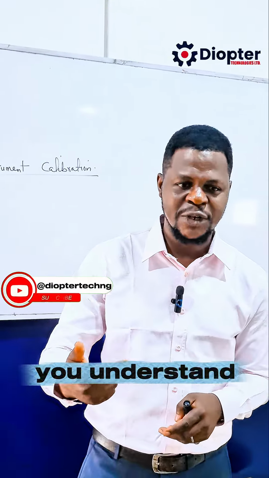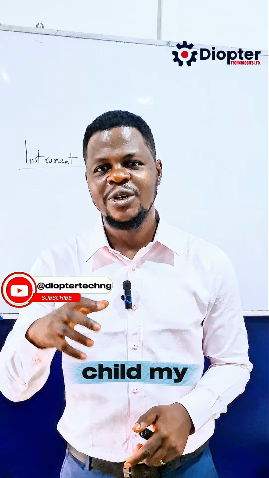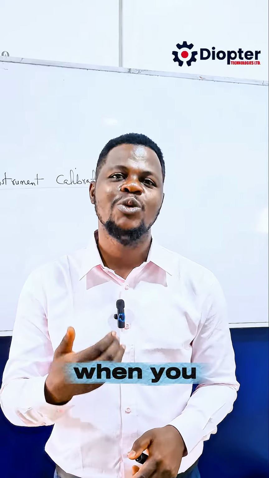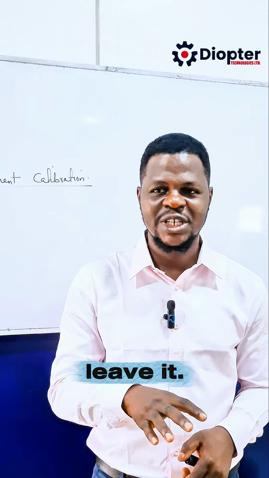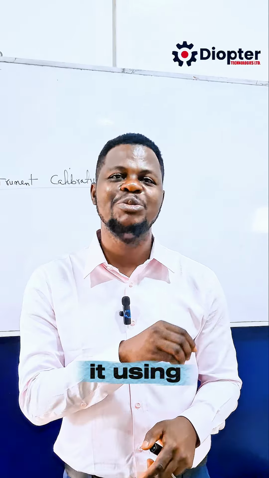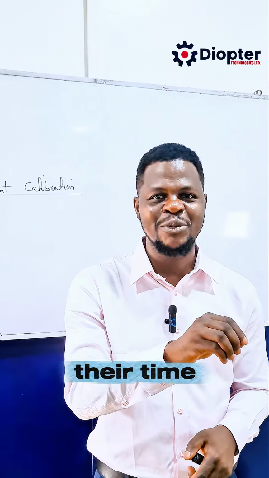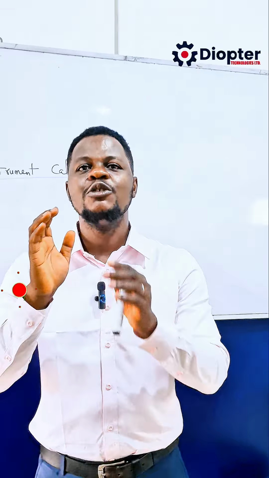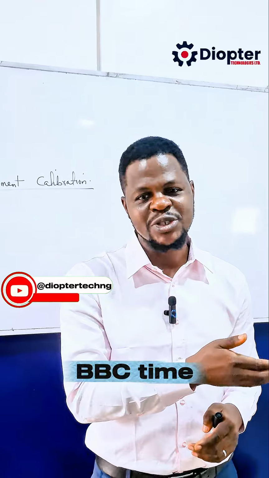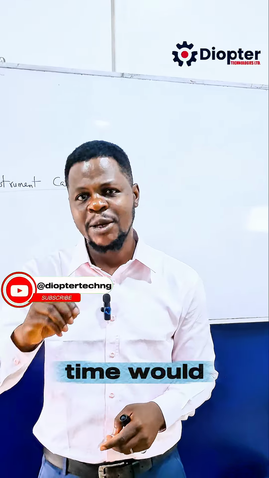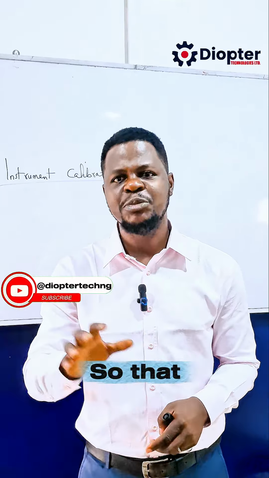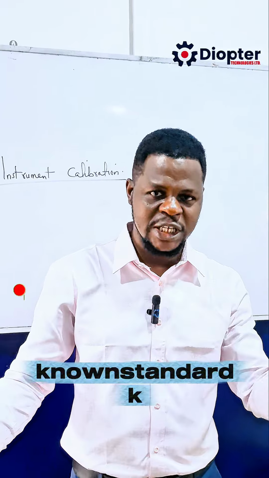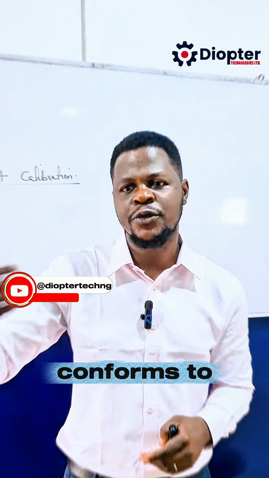To help you understand further, I remember as a child, my grandfather, whenever his work clock malfunctions, when you want to help him set it, he asks you to leave it. So he only sets it using BBC time. Then when BBC calls their time on radio, he now sets his time knowing fully well that using that BBC time as a standard, his time would always be correct. So that is basically what calibration is all about: comparing an instrument with a standard to ensure that it conforms to standard.